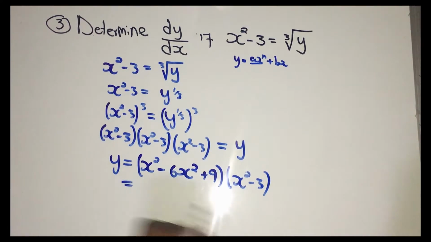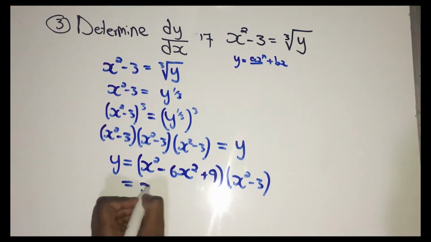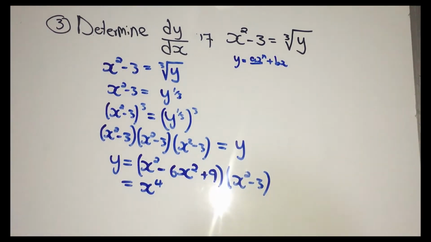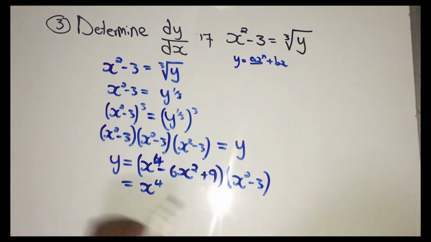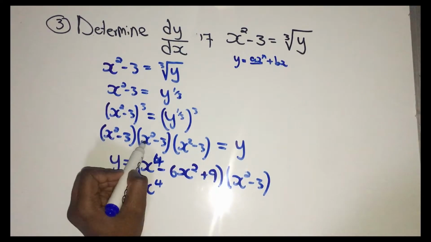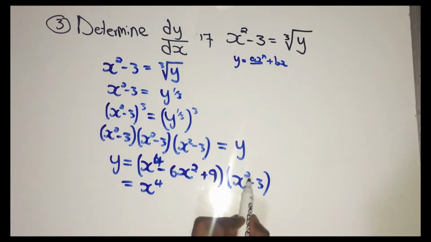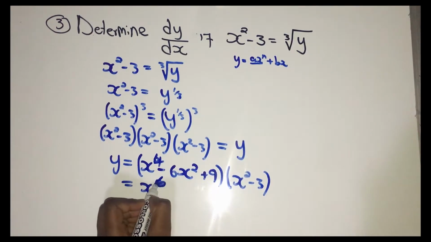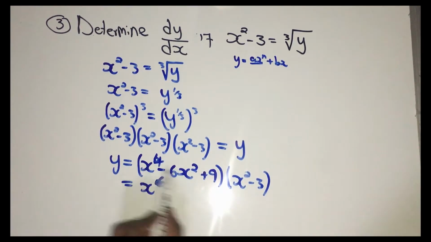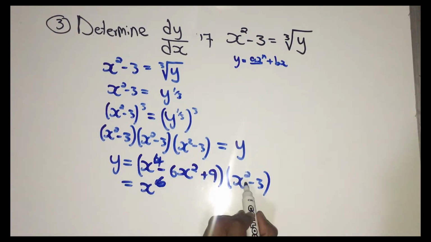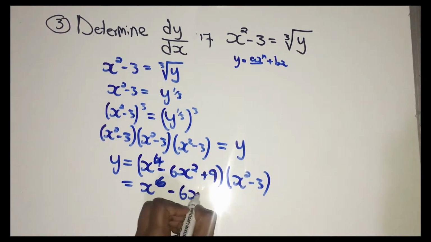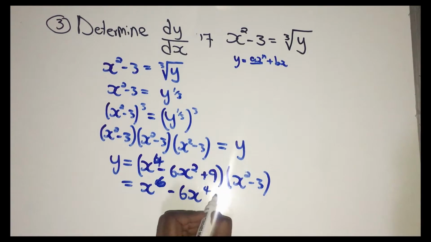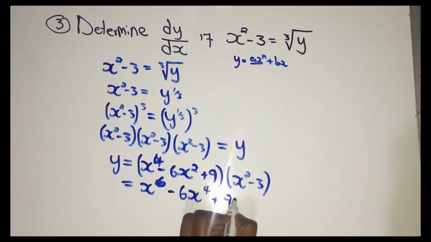Okay, so continuing, we're going to start with this one. So x squared by x squared, that's x to the 4, it comes from x squared by x squared. Now when you multiply this, it becomes x to the 6. Remember, we're adding exponents when we have the same base. And then x squared by minus 6x squared, we get minus 6x to the 4. And then x squared by 9, that's plus 9x squared.